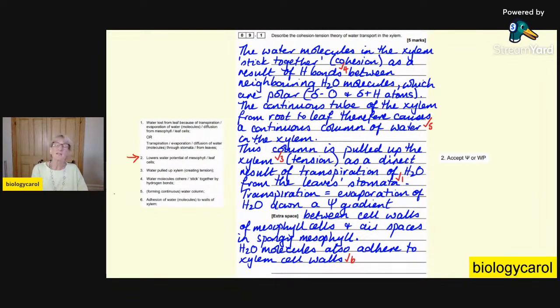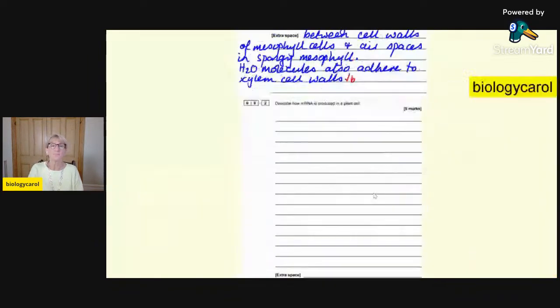Slightly kicking myself for missing mark point 2 because I didn't talk about how the evaporation from the leaves links to why water is pulled up the xylem column, and I do wonder whether that wouldn't have been a more obvious thing to write about rather than this answer down here. I got the marks, but I'm making a mental note: I should put that bit in.